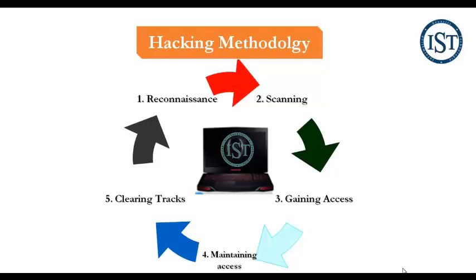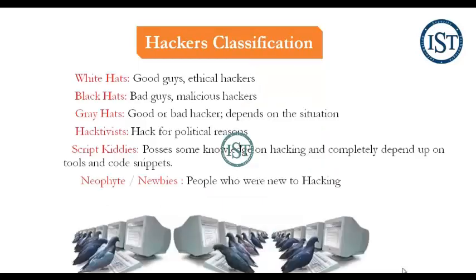And the last and important step is clearing tracks. If an attacker tries to hack into some system, and if he doesn't clear his tracks, he will be caught. So there is no use of doing all these attacks if he doesn't clear his tracks. So for not getting caught, he has to clear his tracks, and that is the last and final important step. So these are the 5 steps that any malicious hacker follows.